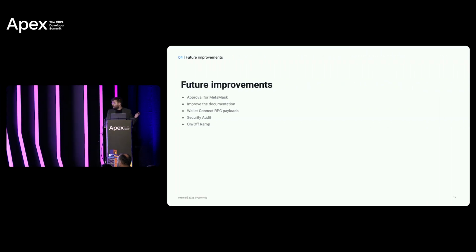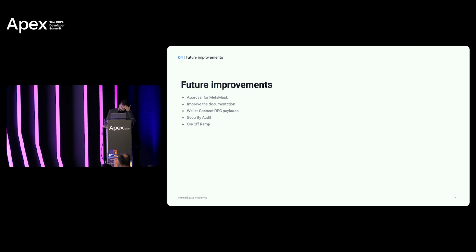So now for the future of the XRPL snap, one thing to do is get approval from MetaMask to have this snap in the official MetaMask extension. Improve the documentation, and since there was approval for Wallet Connect for XRPL, we will do that. We are fully compliant with that as well. And we will need to do a security audit. This is a prerequisite for the approval for MetaMask.